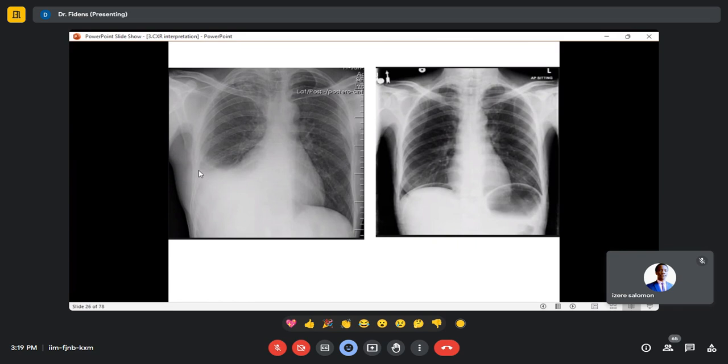About technical issues, it is somehow okay. I think it is okay because there is symmetry when we look at the medial ends of the clavicles and compare them. Can you see it very well?